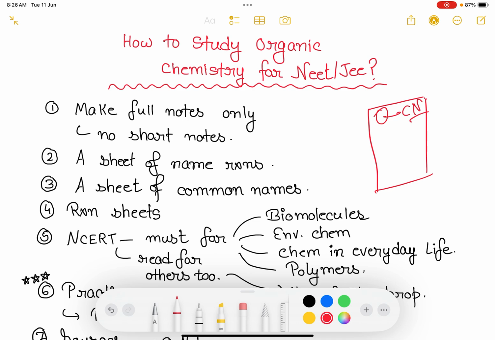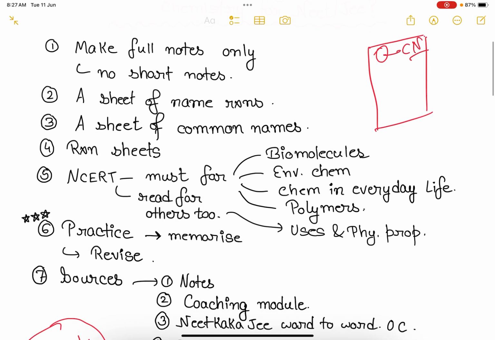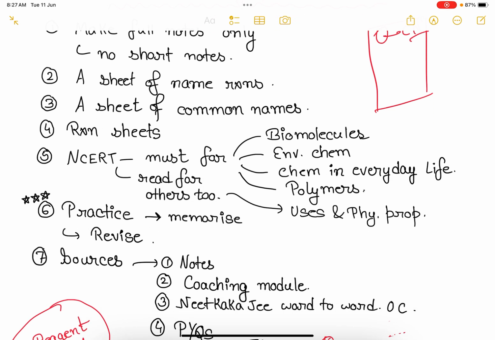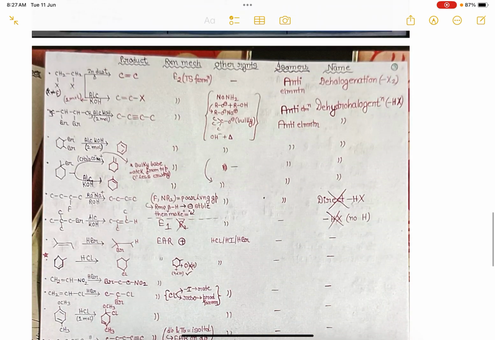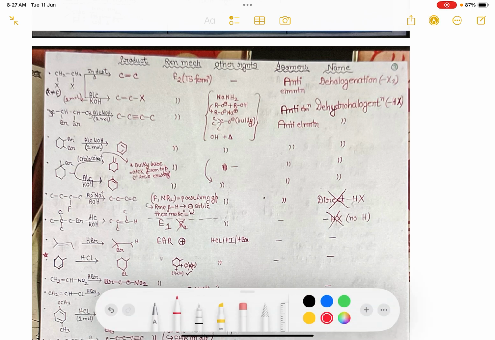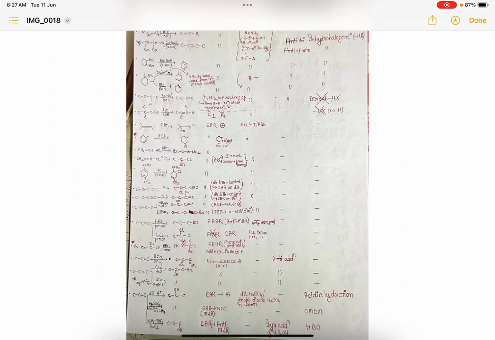The third point, moving to the next point: reaction sheets. This one is for your revision purpose, and for your practice purpose. So let me show you first of all this one. Like this you have to write: product, reaction mechanism, other reagents, isomers, and name. All these five points might not be available for each and every reaction. So whatever information is available, do it. Like you can see in this case, nothing is there.